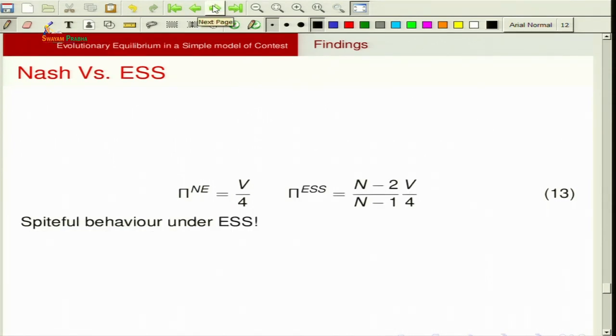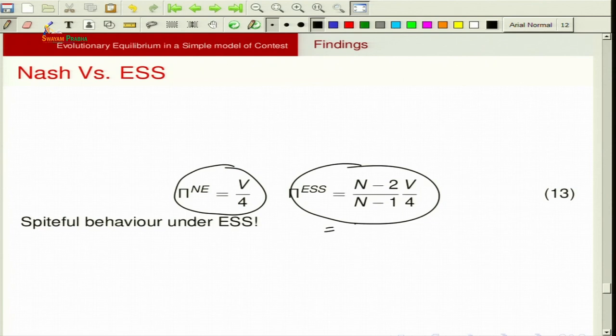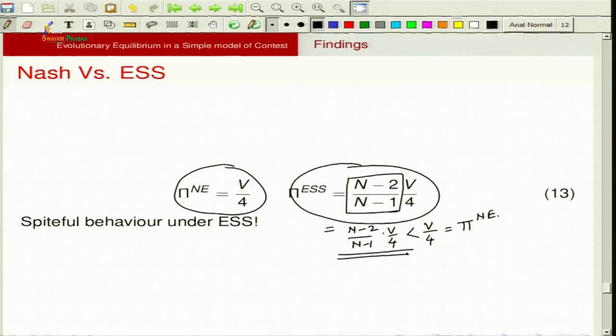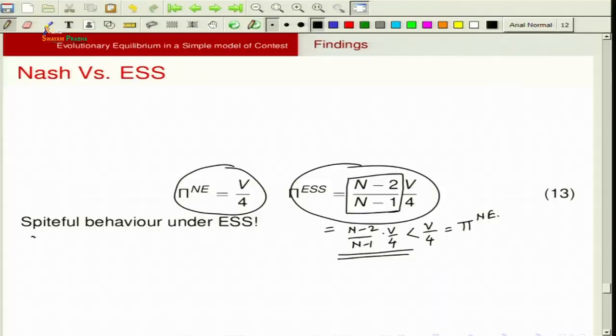Similarly, we can also see the payoff. The Nash equilibrium payoff is V/4, and the ESS payoff is n-2/(n-1) into V/4. This factor is less than 1 because n-2 is less than n-1, so the ESS payoff is less than the Nash equilibrium payoff. This is intuitive also, because in the case of ESS they are going to get less payoff. We observe something called spiteful behavior under ESS.